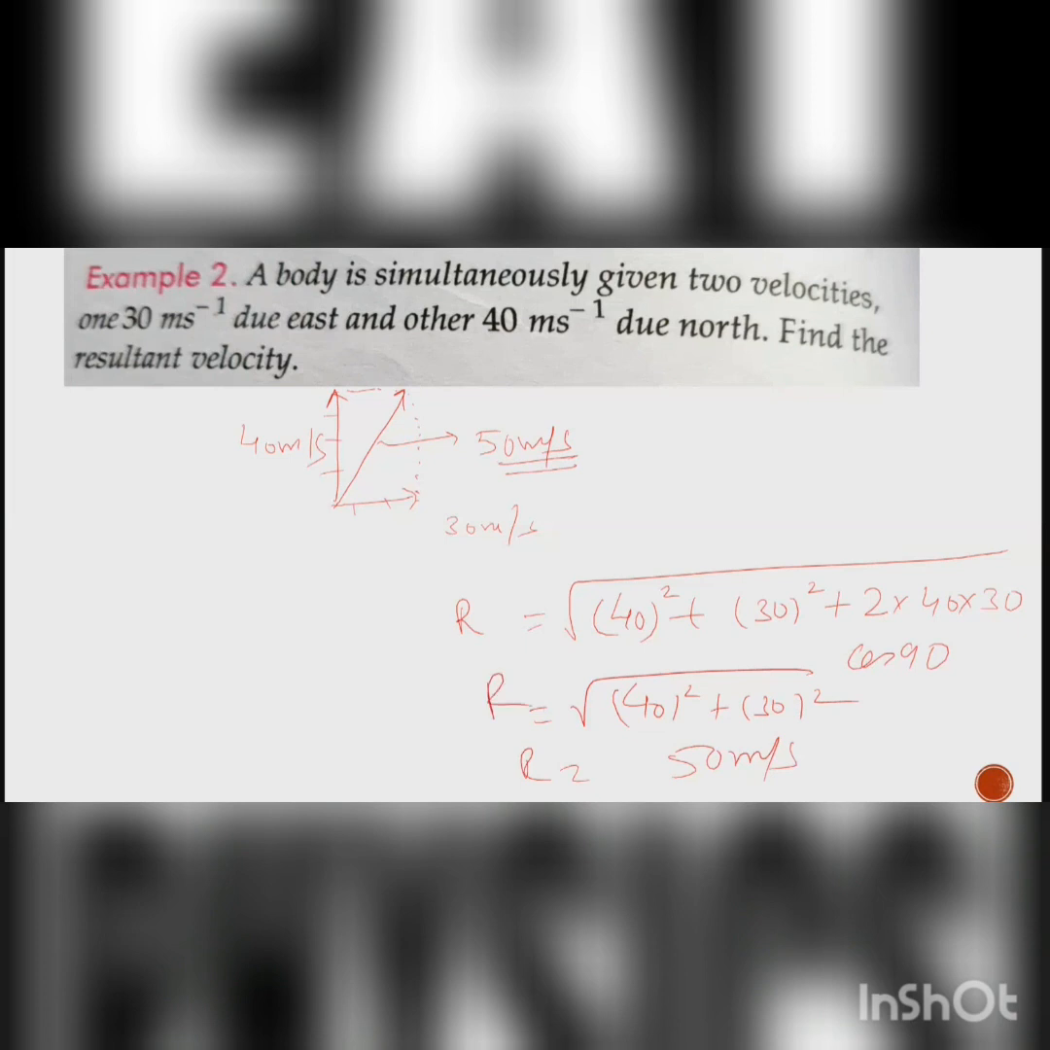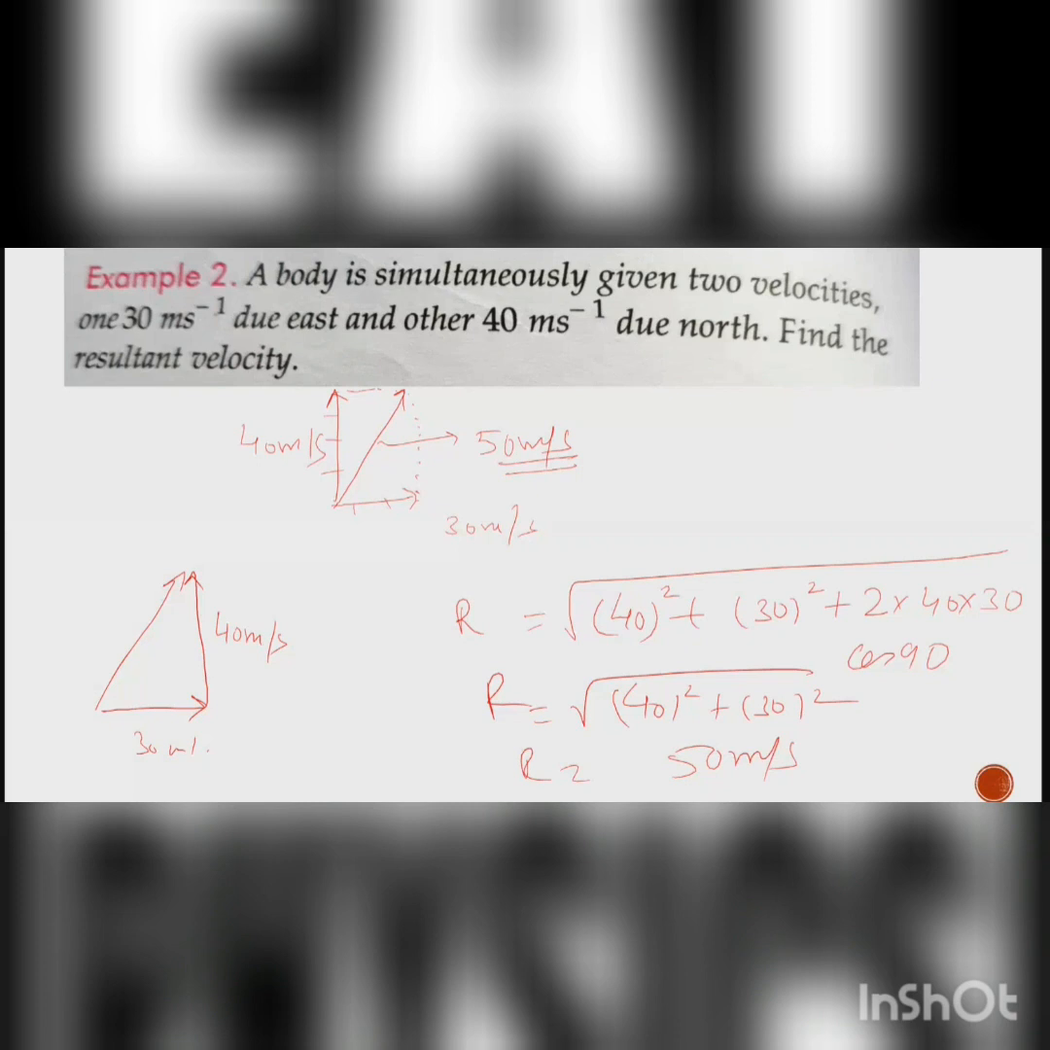Ma'am, can we also use the triangle law? Yes, we can also use the triangle law. So this is my vector of 30 meter per second. But do remember that when you are applying triangle law or parallelogram law graphically, you have to use a scale, saying we are taking this much. It's all the time better to do it mathematically. So the closing side would be this.